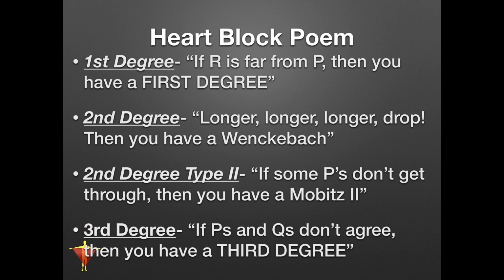A third degree block: if P's and Q's don't agree, then you have a third degree. So this one's a little bit easier to, once we look at the picture, you'll be able to see that the P's are kind of doing their own thing. That would identify the atria, right? The atria are doing their own thing, and the ventricles are beating at their own rhythm as well. So they're not necessarily talking to each other.